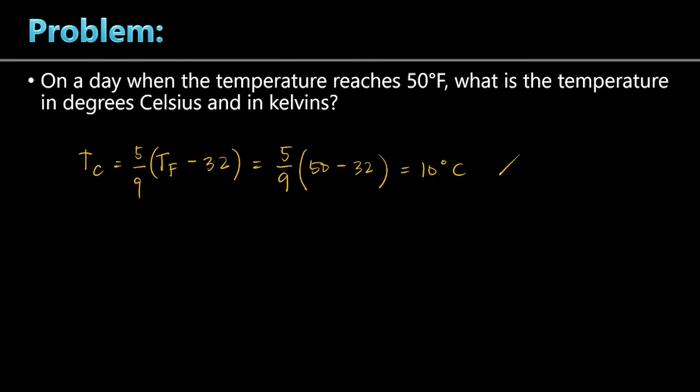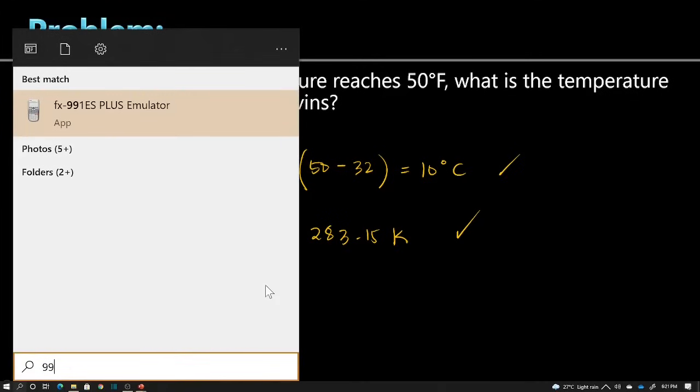Okay? How about in kelvins? O, madali lang. The temperature in kelvins equals this value plus 273.15. So, that will give us 10 plus 273.15. This gives us 283.15 kelvins. Okay? So, that's it. Madali lang siya. Okay? So, ngayon, turuan ko kayo ng calcu. Calcu method. Pwede rin kasi nating idirekta yan sa calcu.